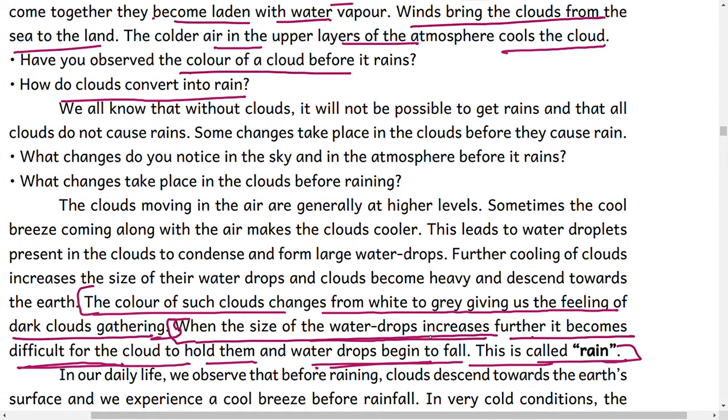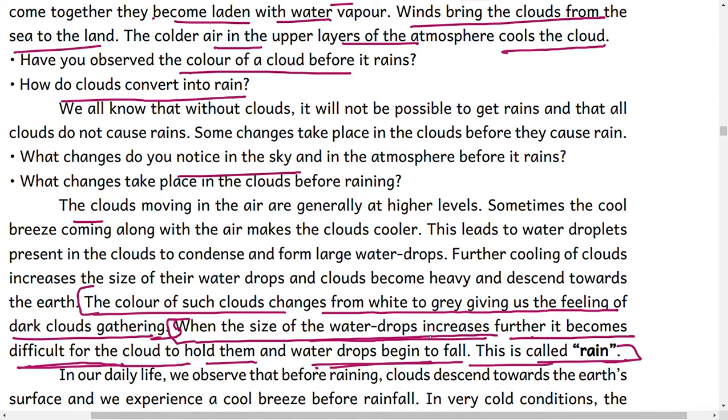We all know that without clouds it is not possible to get rain, but not all clouds cause rain. Some changes take place in the clouds before they cause rain. Sometimes the sky has clouds, but all the clouds do not give rain. So if rain is to fall, some changes have to take place in the clouds. What changes do you notice in the sky, in the atmosphere, before it rains? And what changes take place in the clouds before raining?